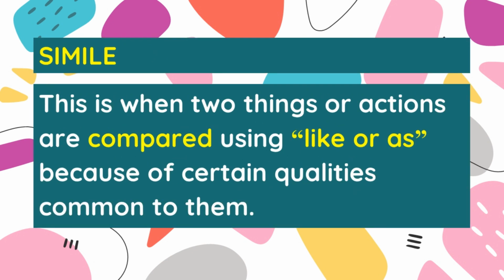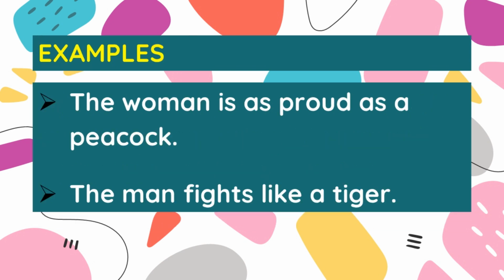The first figure of speech we will be learning today is simile. Simile is when two things or actions are compared using like or as because of certain qualities common to them. Examples: the woman is as proud as a peacock. The man fights like a tiger.